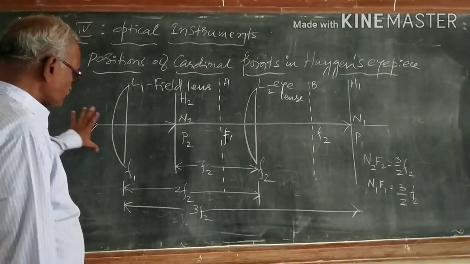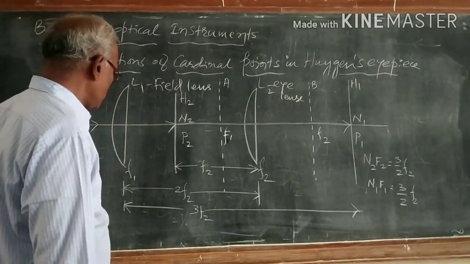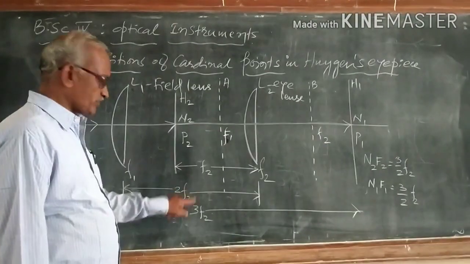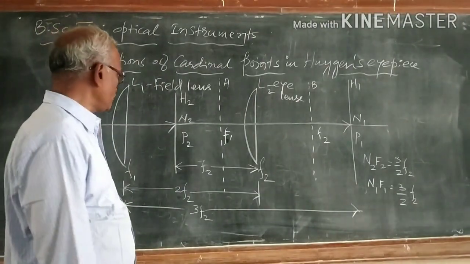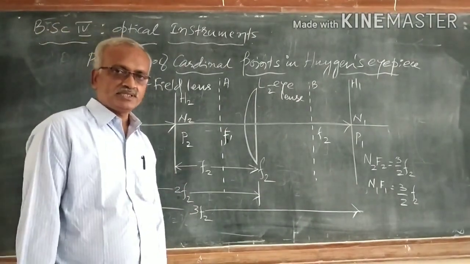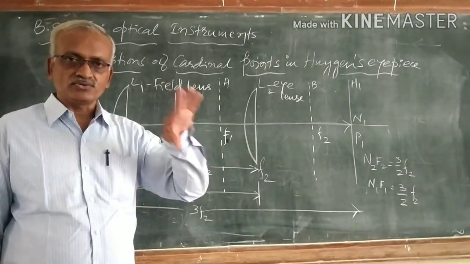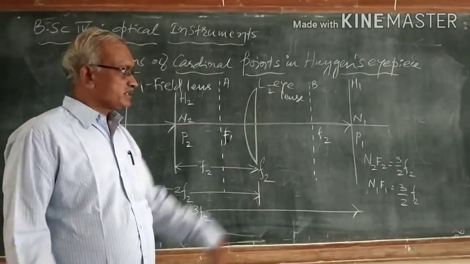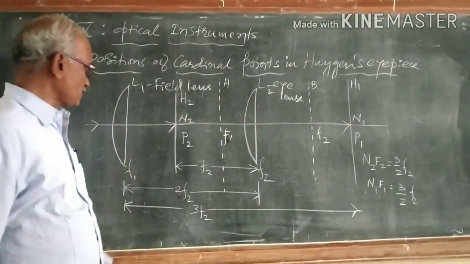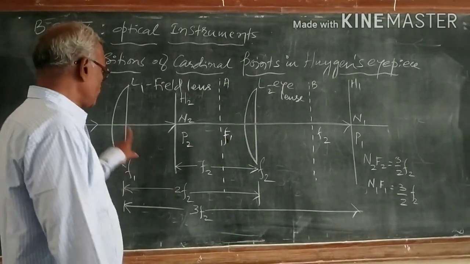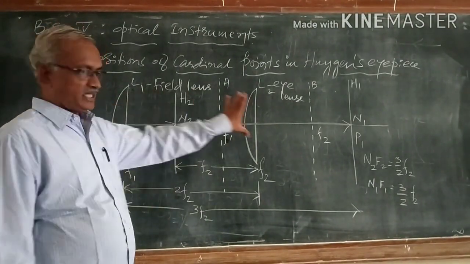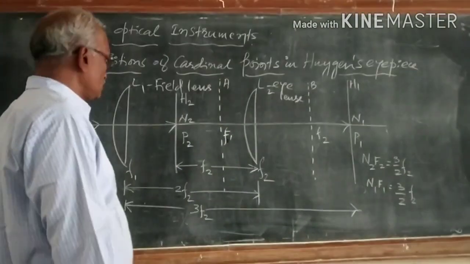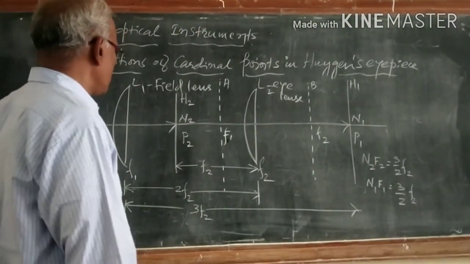So if you see the figure, what is the distance between the two lenses? We derived this equation, 2f2, and the ratio between the focal lengths of the field lens and the eye lens should be 3:1. So this is 3f and this is 3f. In the previous figure I have already told about all these things. And this is 2f2, the distance between the field lens and the eye lens.